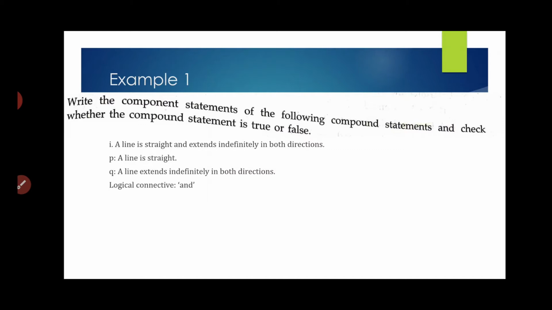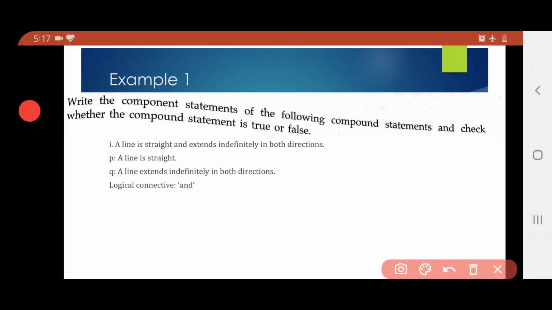Now obviously remember that if we have the connective as and, then for any compound statement connected by the connective and to be true, both the components have to be true. If any one of the components is false, then the whole compound statement becomes false. So here, a line is straight, yes, it is true. A line extends indefinitely in both directions, yes, that is also true. So I can see that both the component statements are true, so therefore the whole thing is true, right?